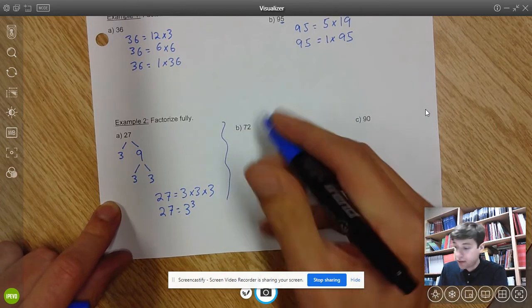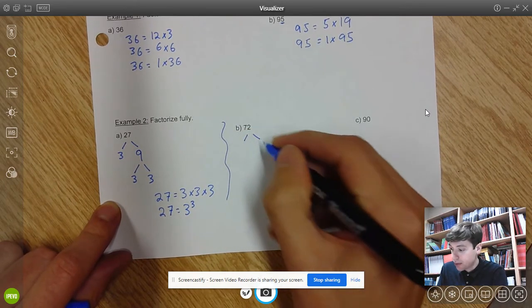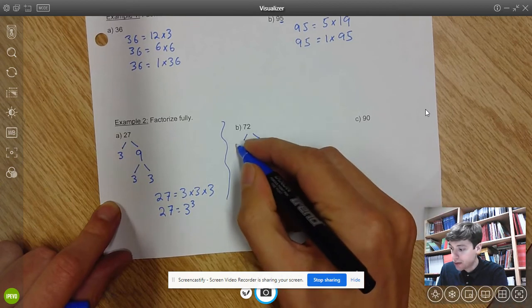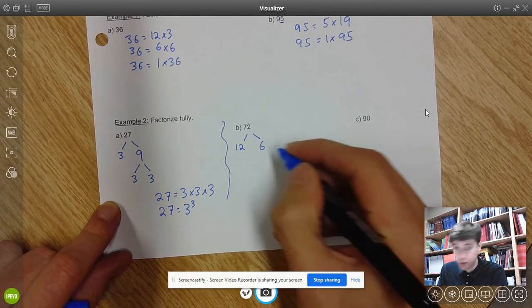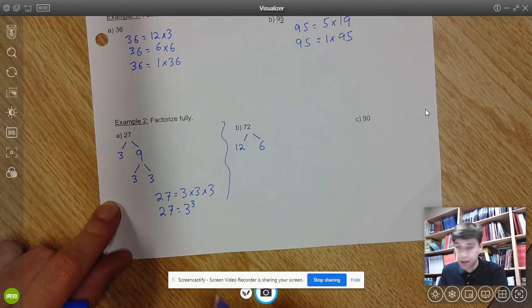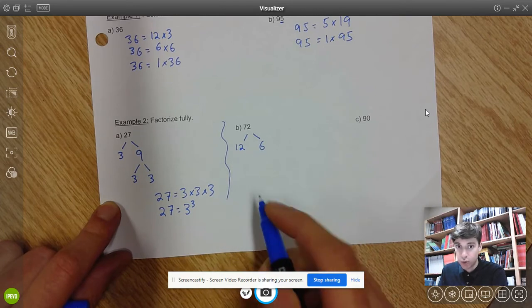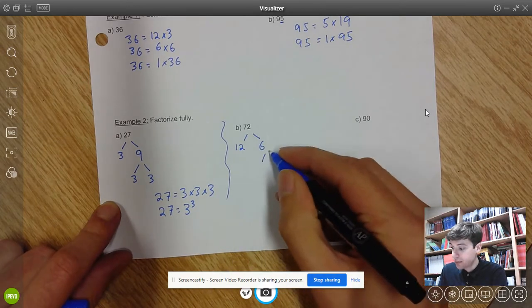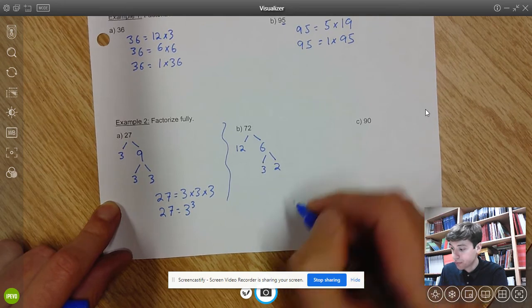Again, there's lots of ways to start. So I'm going to start by breaking down a number. I know I can divide 72 by 6. I'm going to do 12 times 6. You could start this with 9 and 8. We're going to get to the same place. I want to break each of these down until I only have primes. 6 I can break down into 3 and 2.